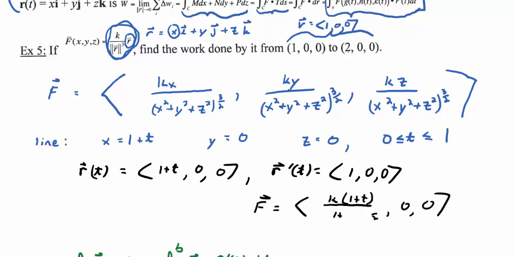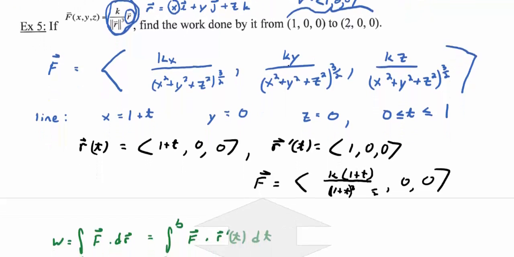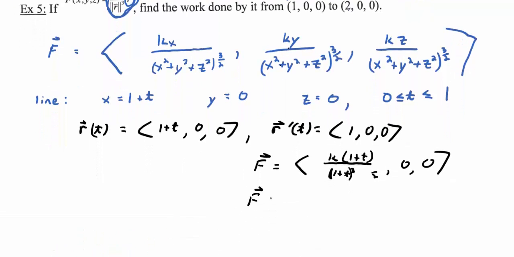Actually, that's not even the simplified form, is it? What's the simplified form? So here, I'll do this, just so the notes are fairly complete. It would be k over 1 plus t squared. I've got an errant mark here that I didn't erase, so let me do that. And then 0, 0. Okay, is that clear what I did?